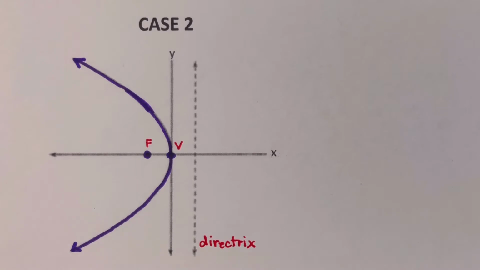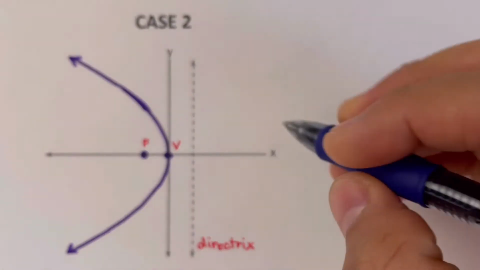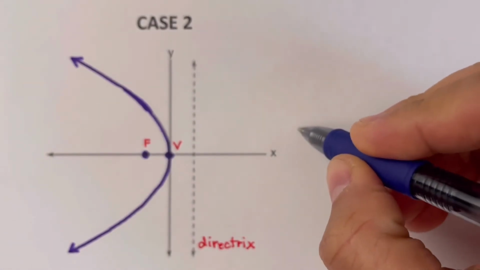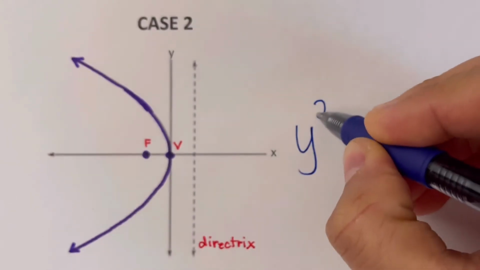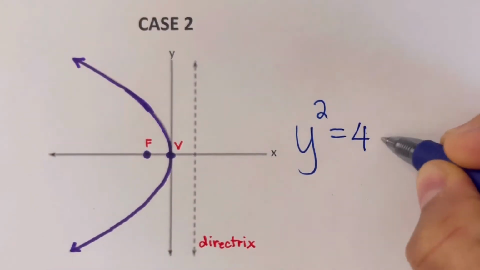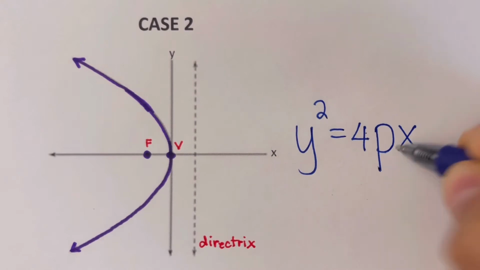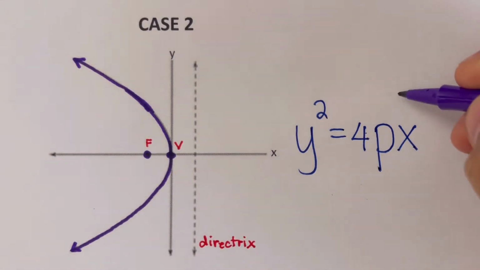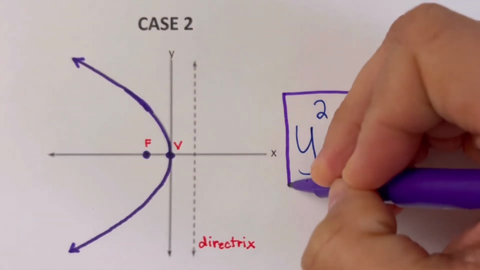The formula that would work for the second case is y squared, pretty much the same thing as the first one. That's y squared equals 4px. So this is the formula that would work for the second case.